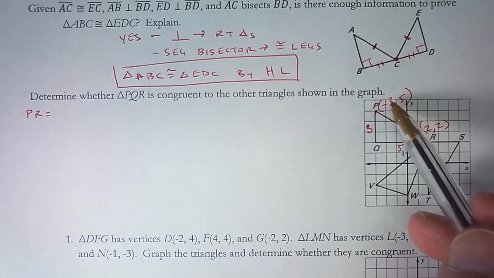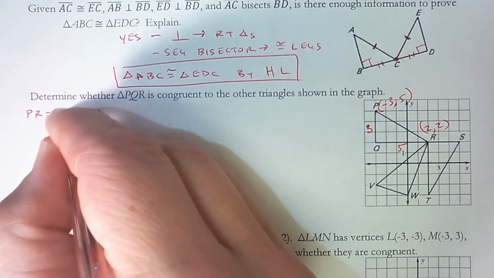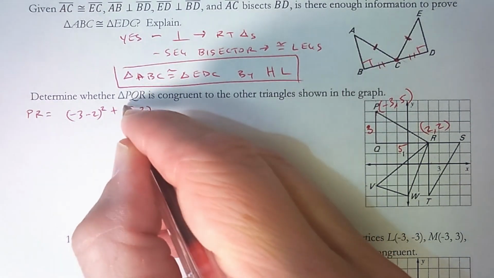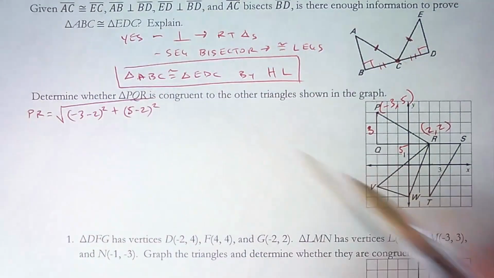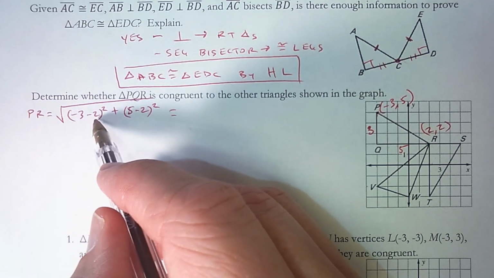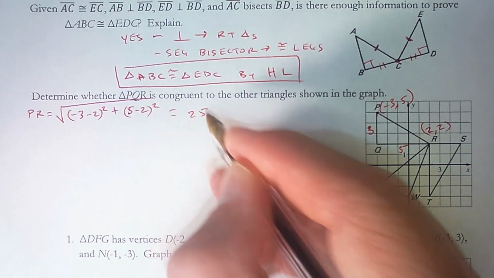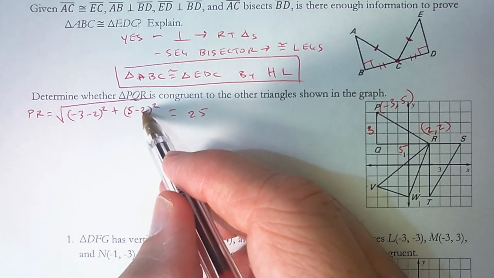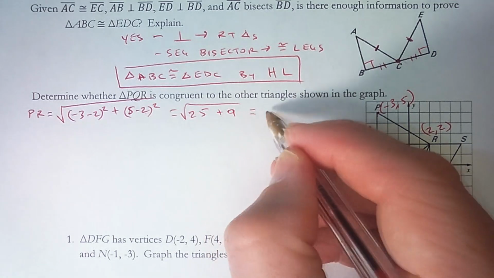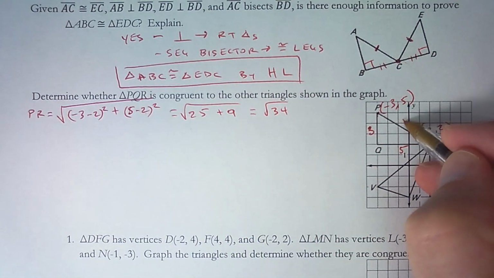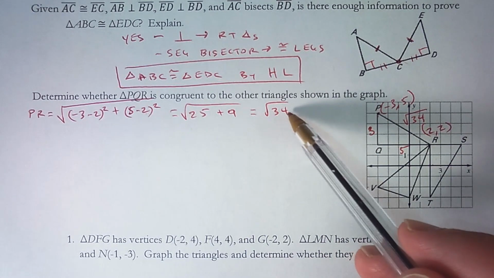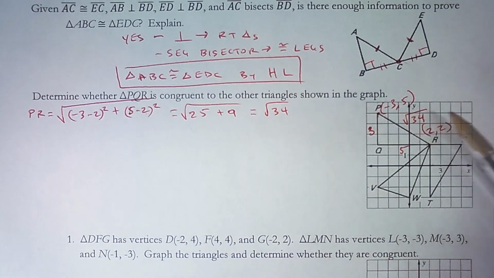Okay, so for the distance formula, x minus x is -3 minus 2 squared plus y minus y, 5 minus 2 squared, all under a square root. -3 minus 2 is -5. Squared is 25. 5 minus 2 is 3. Squared is 9. So that is the square root of 34. I don't think this one can be simplified, but even if it could, it doesn't really matter here.